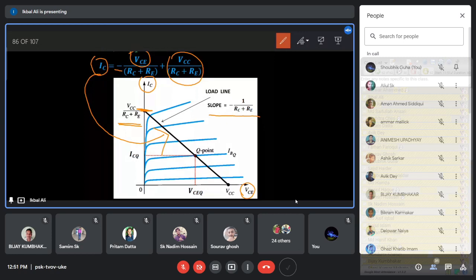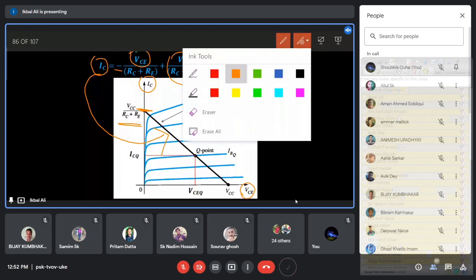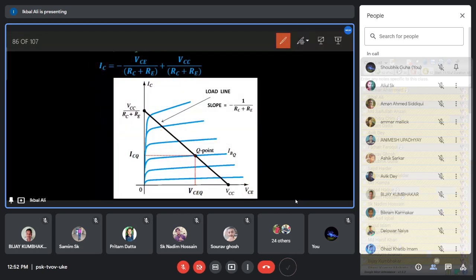This straight line is called the load line. Is that okay? This straight line is called the load line. It actually is the KVL equation at the output loop, which connects the two unknown parameters, the collector current and VCE. Why are we doing it like this? Because this equation gives you two unknown quantities. One is the IC, another is the VCE.